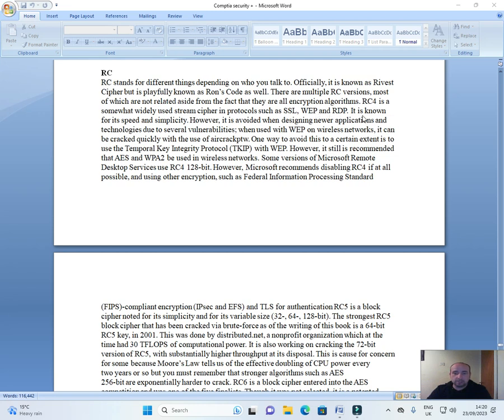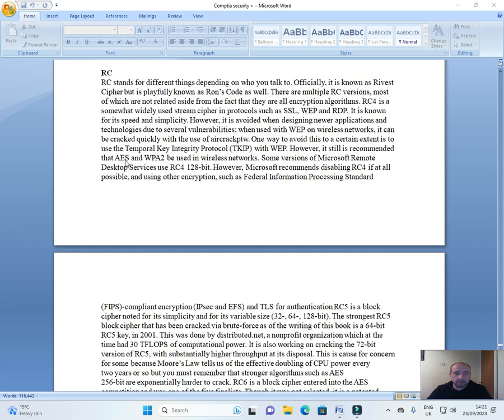WEP and RDP. It is known for its speed and simplicity. However, it is avoided when designing newer applications and technologies due to several vulnerabilities. When used with WEP on wireless networks, it can be cracked quickly with the use of aircrack-ptw. One way to avoid this to a certain extent is to use the Temporal Key Integrity Protocol, TKIP, with WEP.